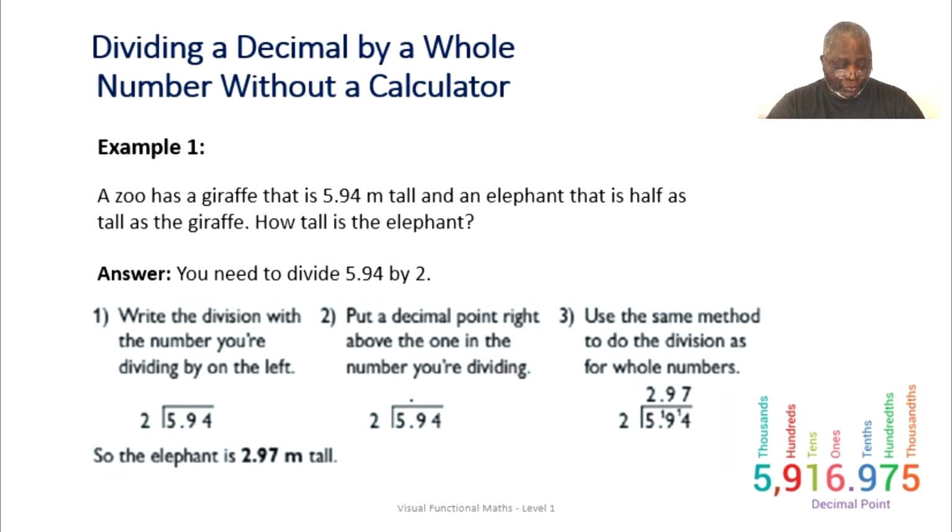Okay, so 5 divided by 2 is 2. And then you have remainder 1, which you pass over to the 9. 19 divided by 2 is 9. And you have a remainder 1, you pass it over to the 4 to make it 14. 14 divided by 2 is 7. So the elephant is 2.97 meters tall.